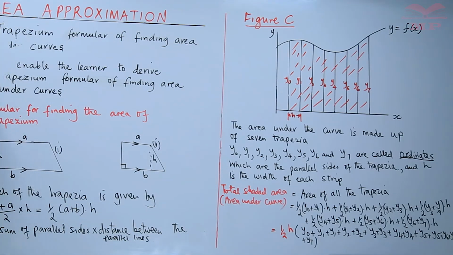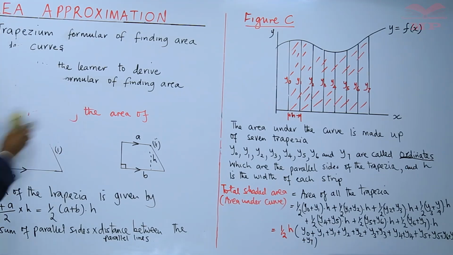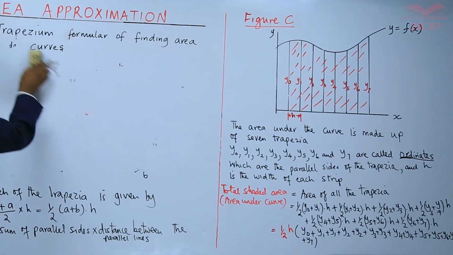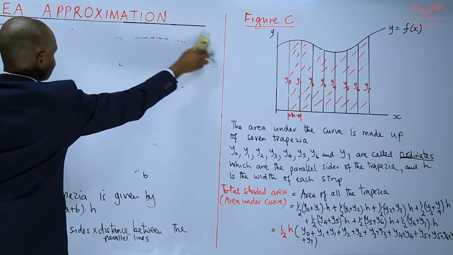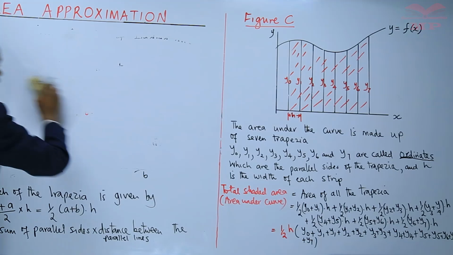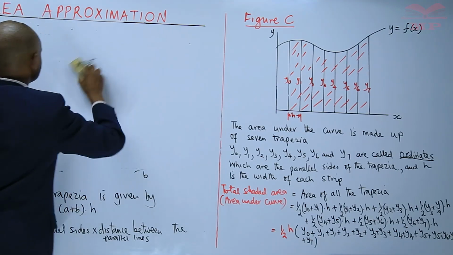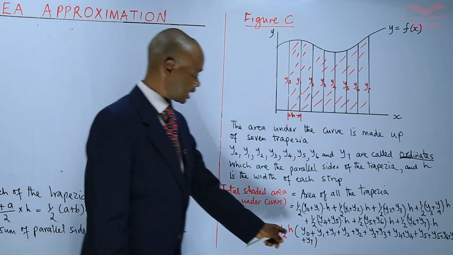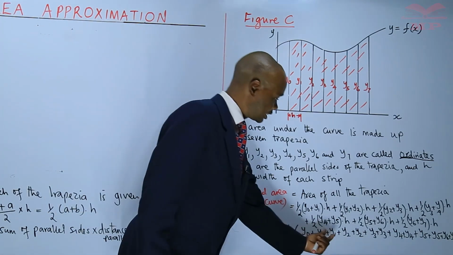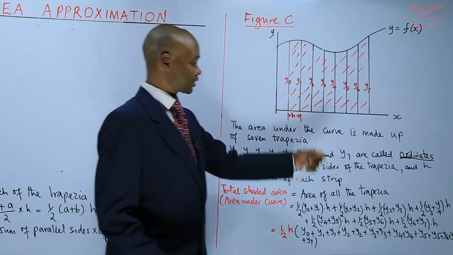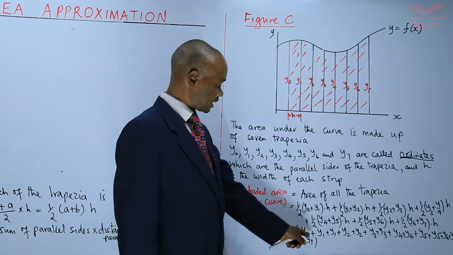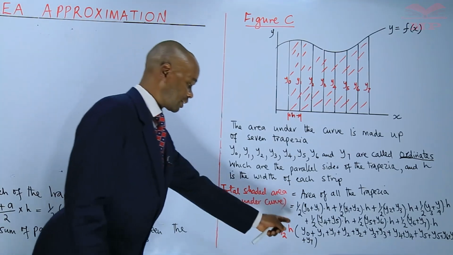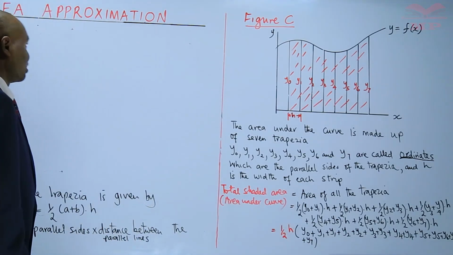So we'll continue on this side. Let's continue with that. What is happening to the final formula? After factorizing, we are remaining inside with y. The mid ones appear twice, but the first one and the last one appear once.